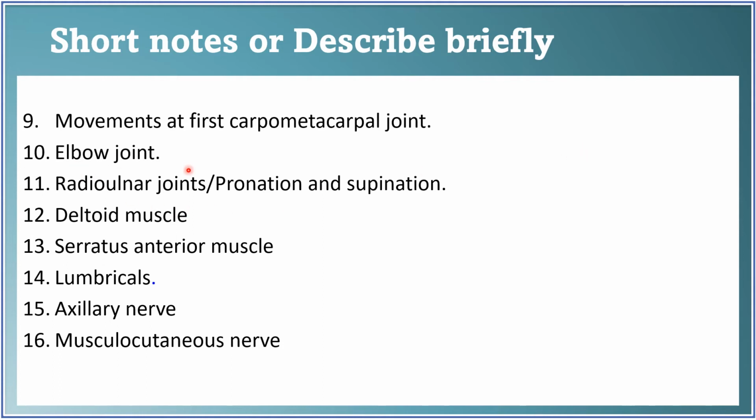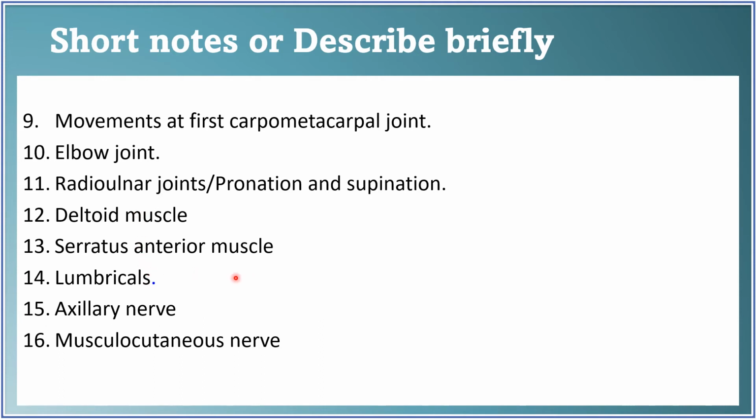Elbow joint can be asked. Then, as I think this is repetition, radio-ulnar joints can be asked. Pronation and supination I have put earlier also. Then muscles, which important muscles can be asked? Deltoid is one of them. Serratus anterior is one of them. Lumbricals, they have a very important role. So these muscles can be asked.